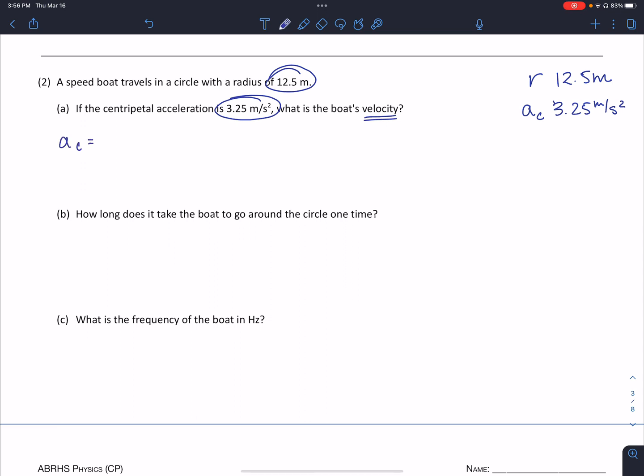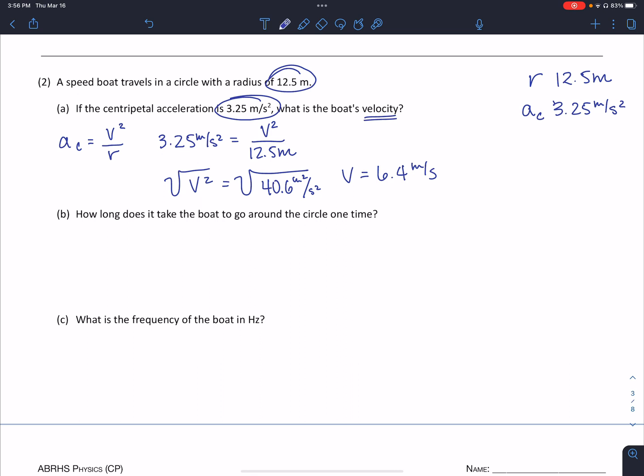Well, I know that centripetal acceleration is equal to v squared over r. So if I plug in my values, 3.25 meters per second squared for my acceleration, v squared for that velocity, and 12.5 meters for my radius, I'm going to end up having to take the square root of both sides, which would be 40.6 meters squared per second squared. I'm going to find that my velocity value here is in the ballpark of 6.4 meters per second. So if I have an acceleration of 3.25 meters per second squared, and the object is moving around a circle that has a radius of 12.5 meters, then I have to be going at a speed of 6.4 meters per second.